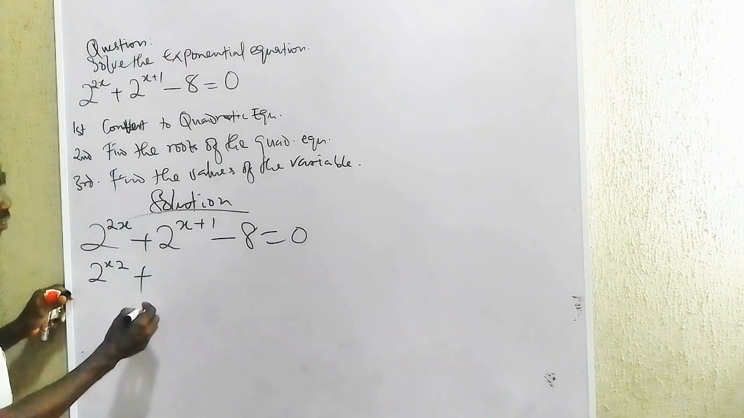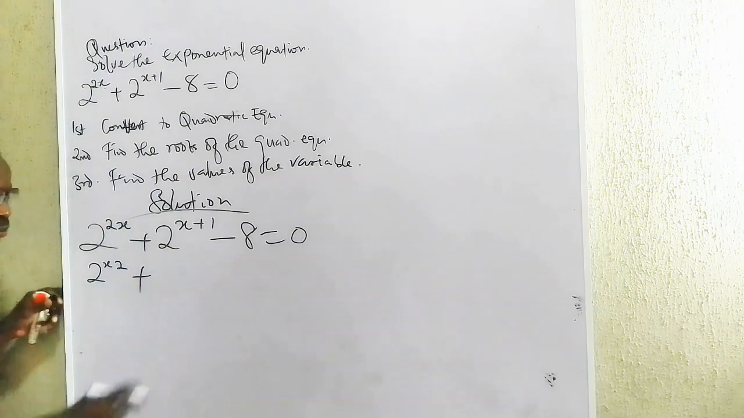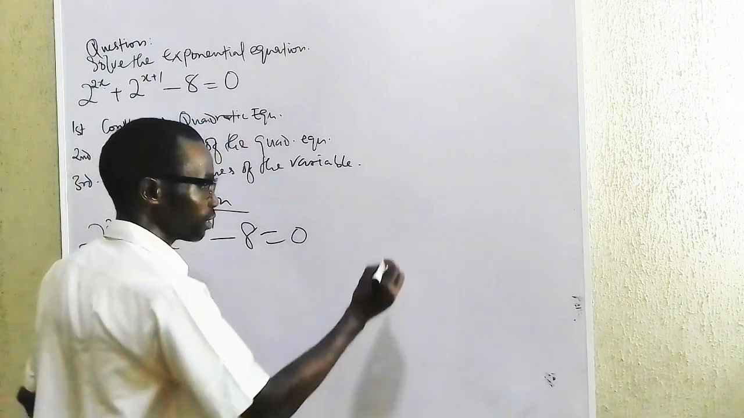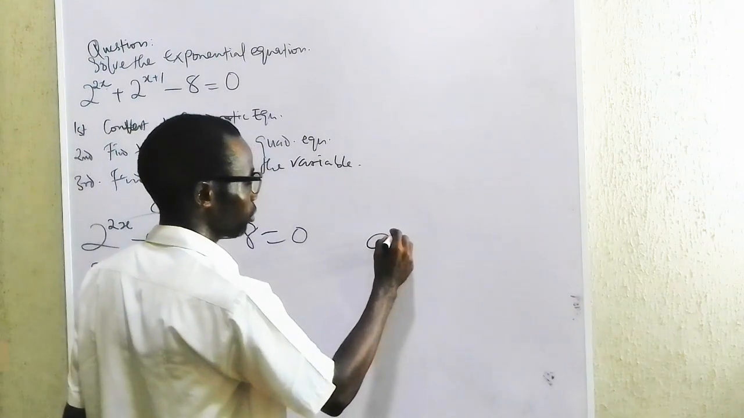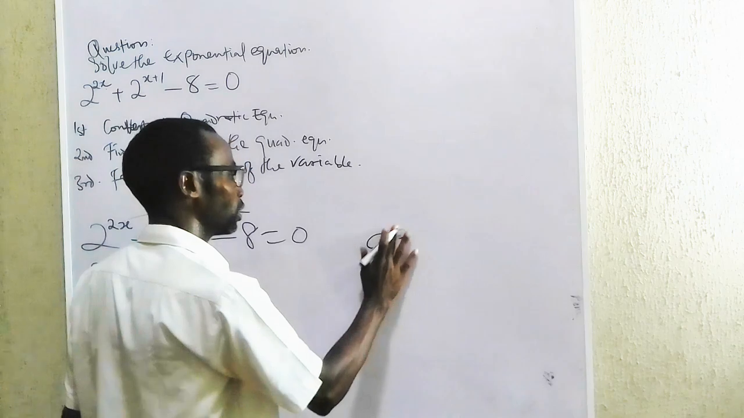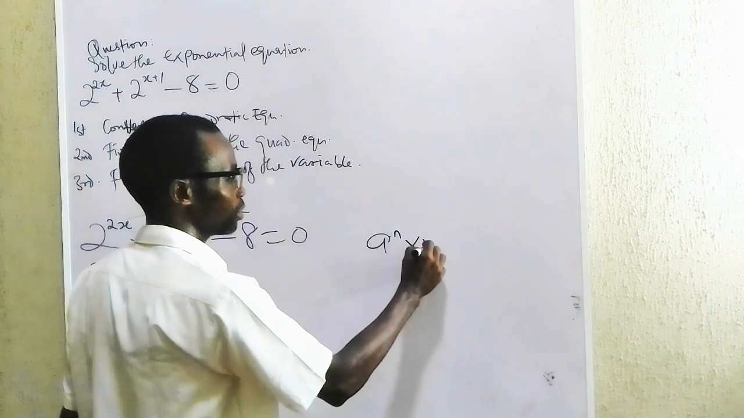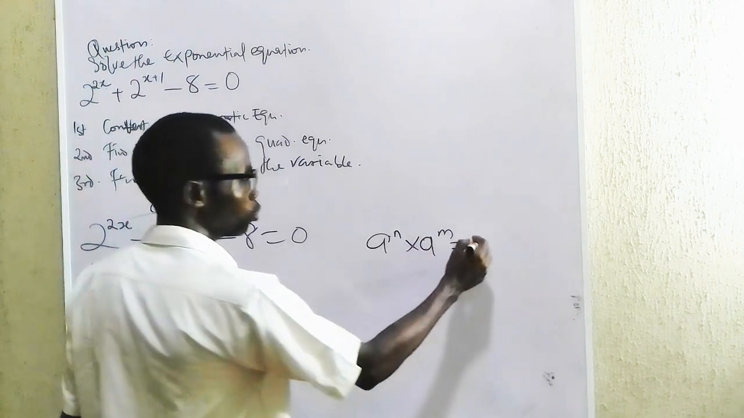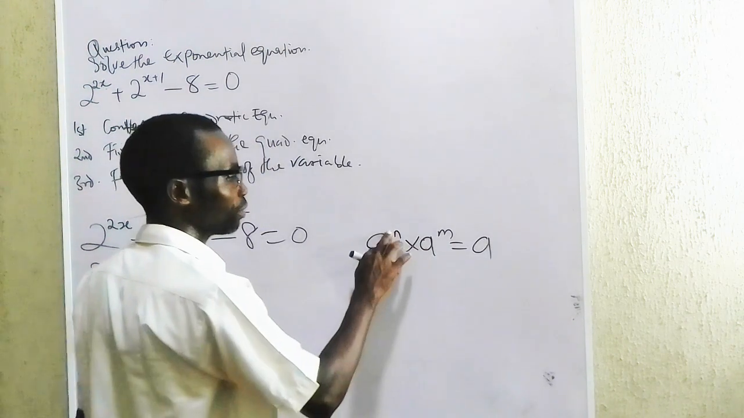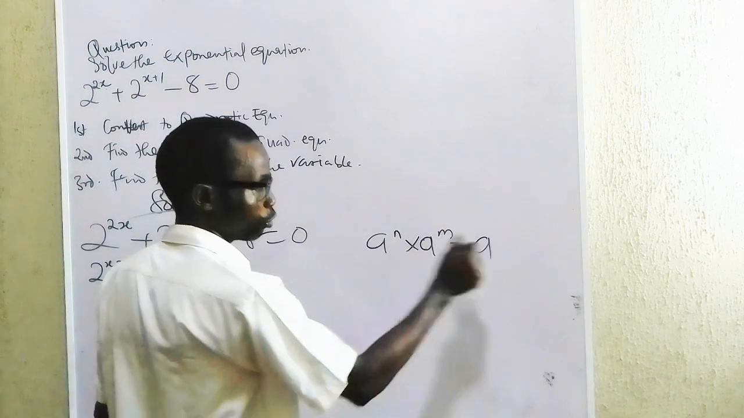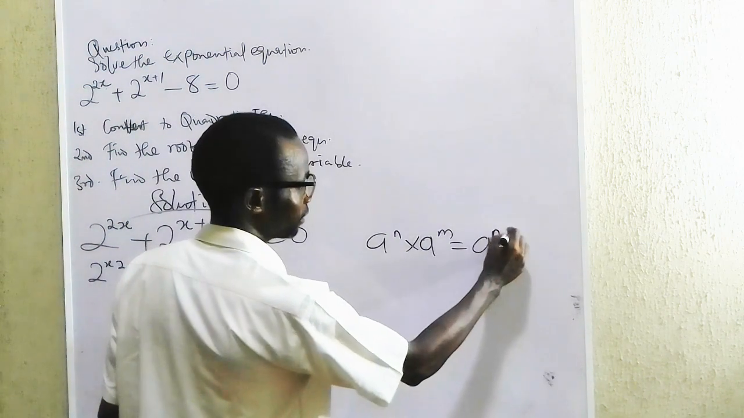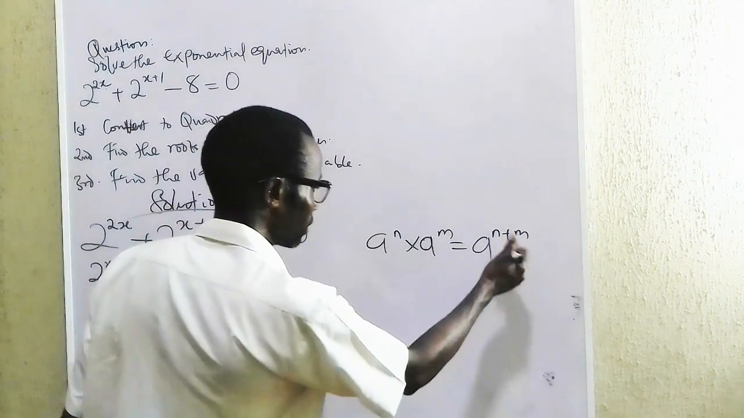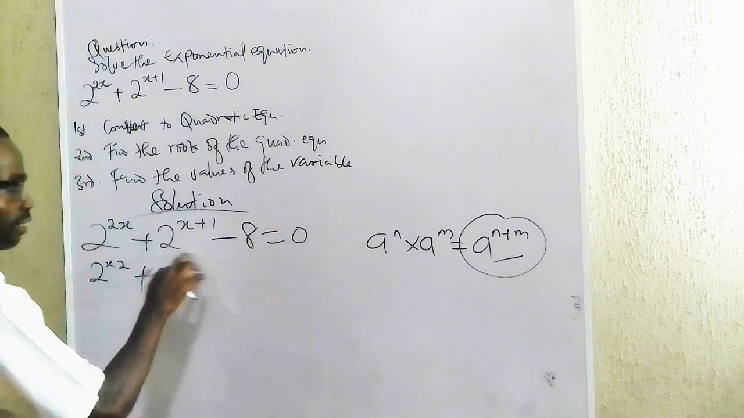It's the same thing as saying, let's call it here 2 raised to the power of x, squared, plus, in this case, what you have here is the product rule. The product rule in indices says that a raised to the power of m times a raised to the power of n: you have the two bases, you use a single base and then add the two powers, or what you call the exponents. You add them.